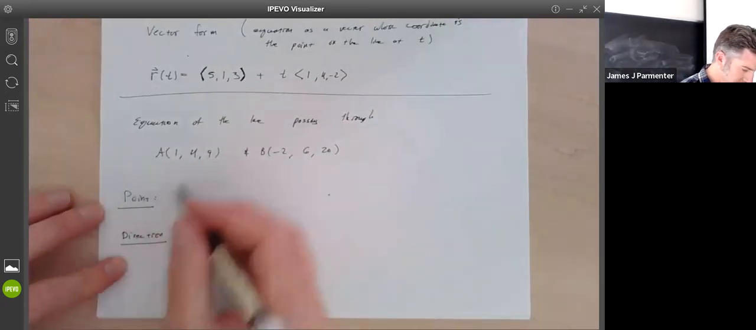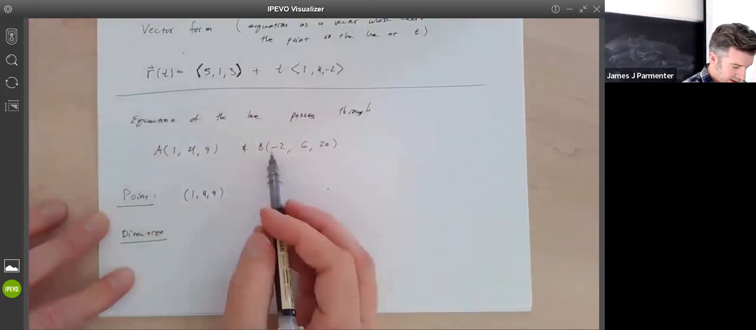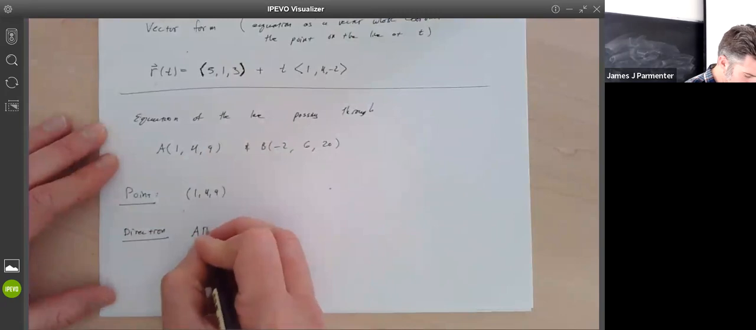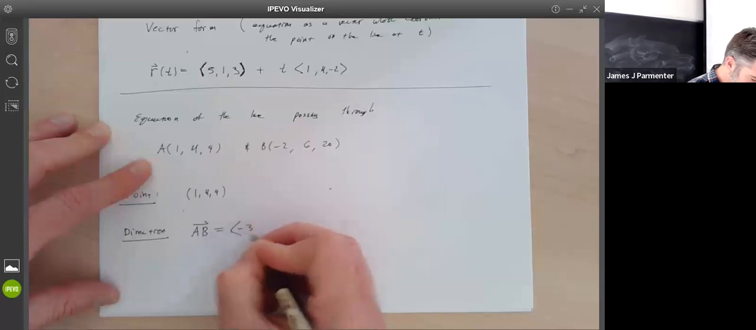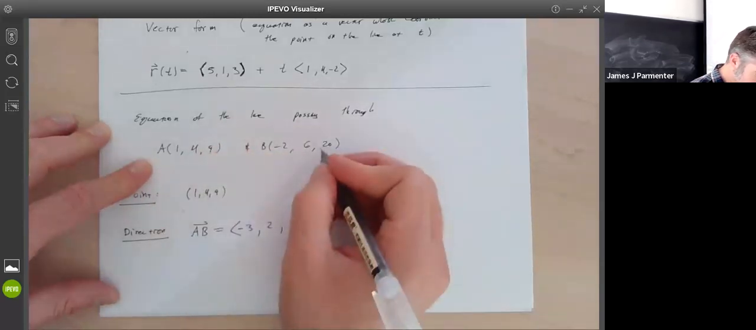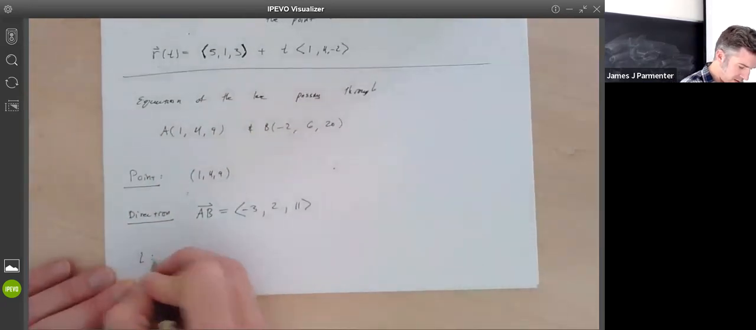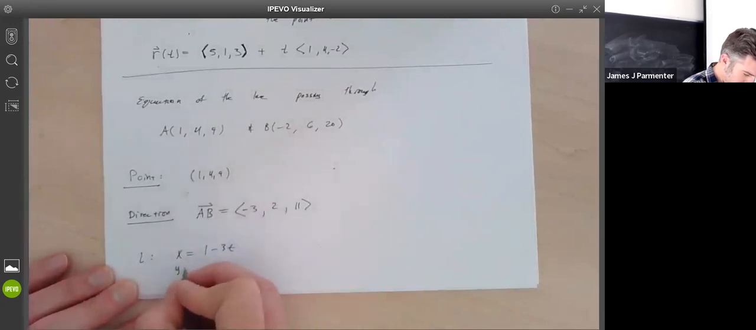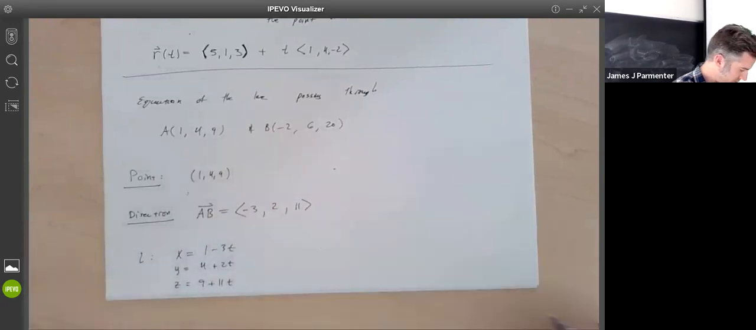So for the point, either one works, I'd usually pick the first one. And then for direction, you can go A to B or B to A. It doesn't actually matter which way you do it. I'm going to say that the direction is the vector AB. So -2 - 1 is -3, 6 - 4 is 2, 20 - 9 is 11. Then my parametric equations are x equals 1 - 3t, y equals 4 + 2t, and z equals 9 + 11t.